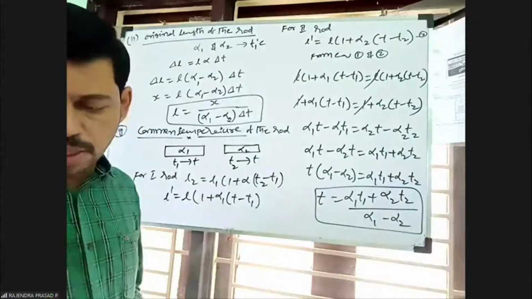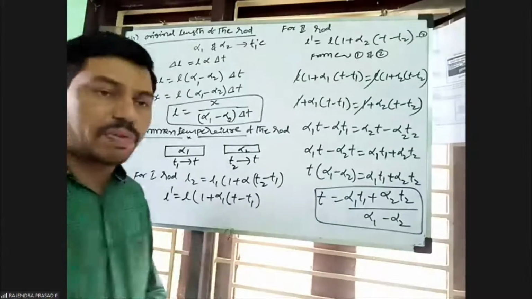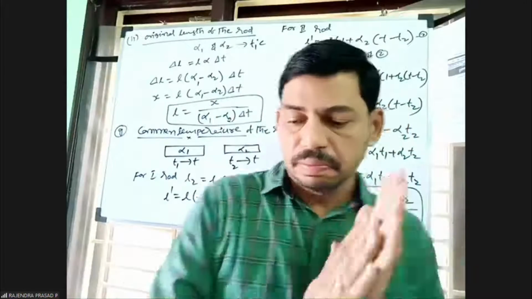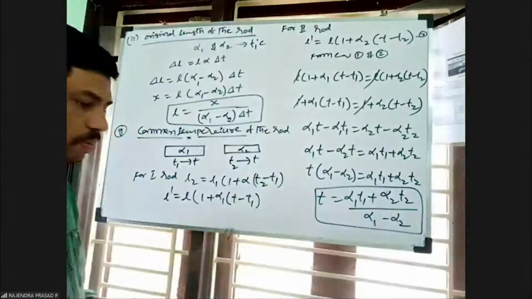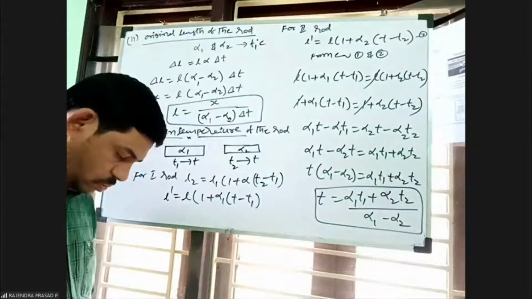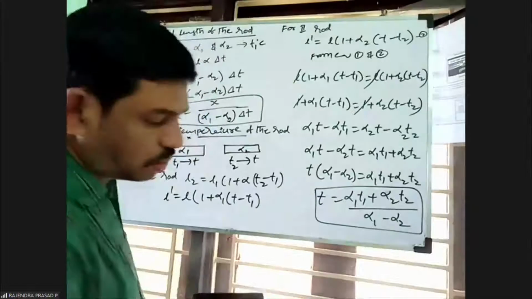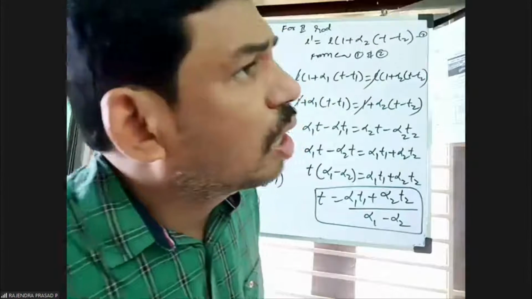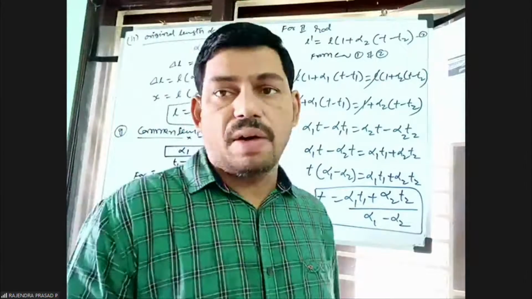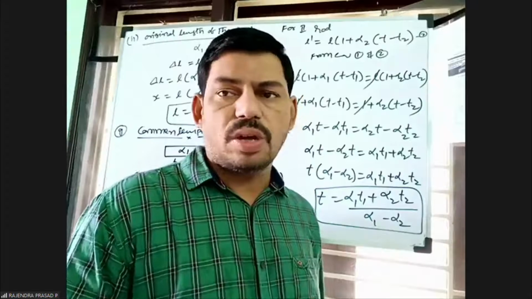Right, this application is completed. Next, average coefficient of linear expansion is very important. Alpha average equals L1 alpha 1 plus L2 alpha 2 by L1 plus L2. Very important. Yesterday you also gave it, sir.